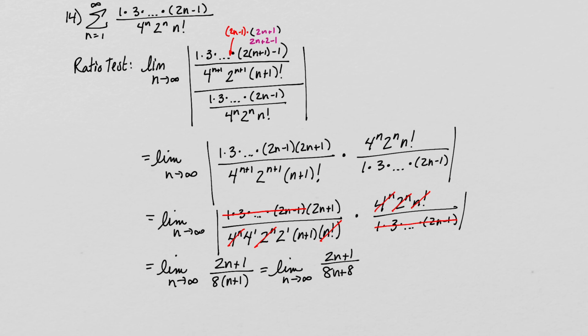by looking at it, because the powers are the same. Or if you look at the limit, it would be infinity over infinity. And if I do L'Hopital's rule, we're going to get the limit as n approaches infinity of 2 over 8. 2 over 8 is just 1/4. 1/4 is less than 1. So this series is going to converge.